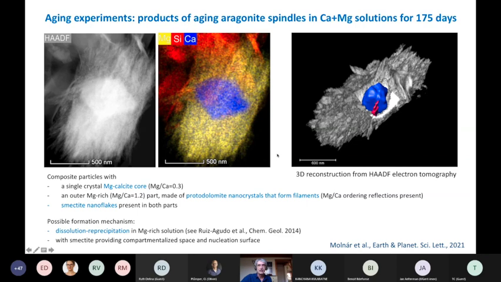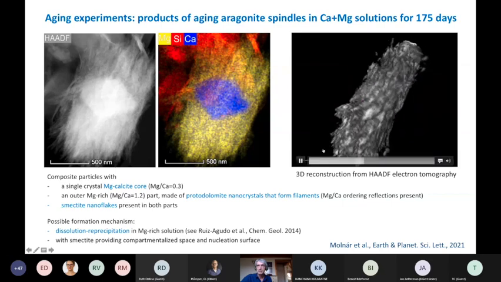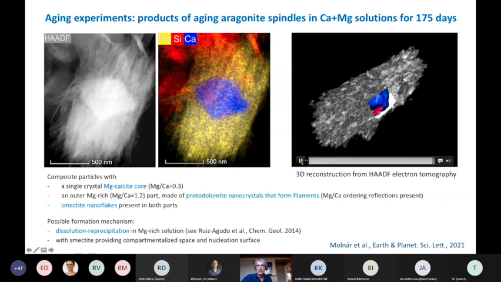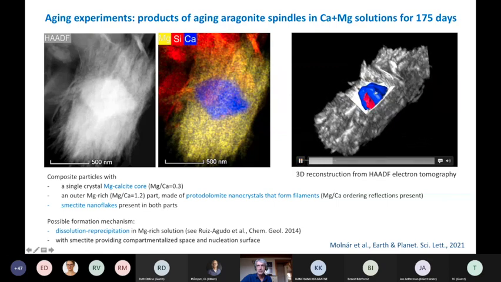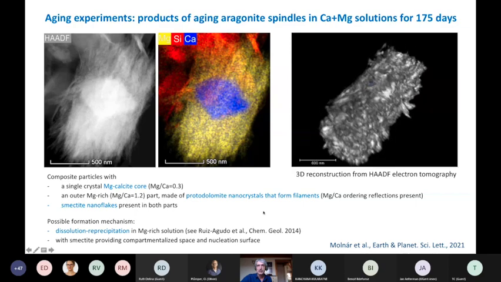And the third part is the smectite. Here you see the red, again, inside and on the edge. And on this tomographic reconstruction, you can see that in the middle where you have this calcium core, the red stuff is again the clay mineral here. And clay mineral also occurs in the outside.